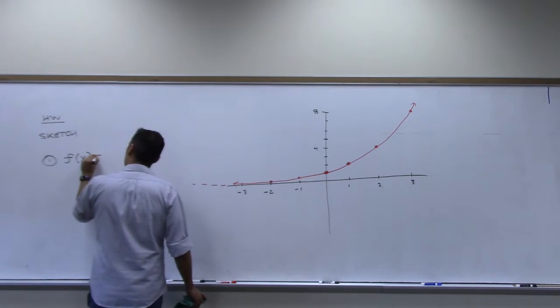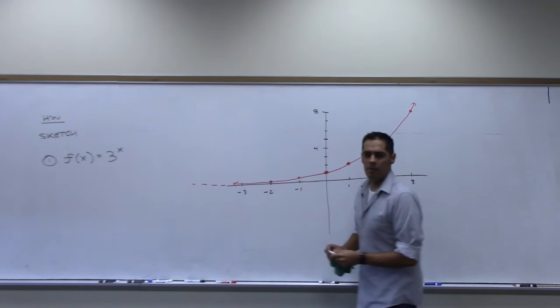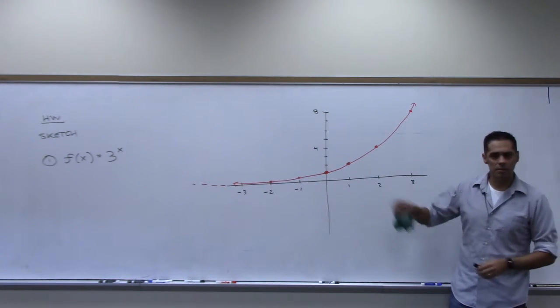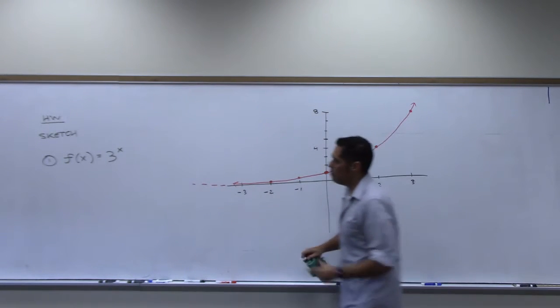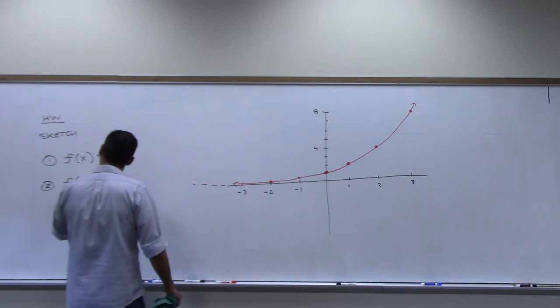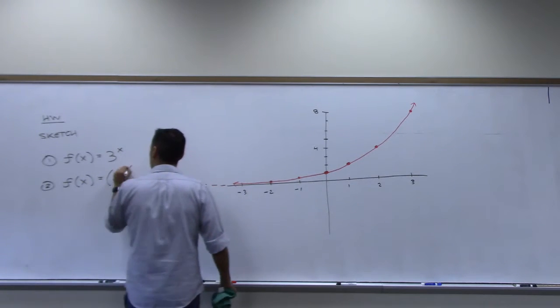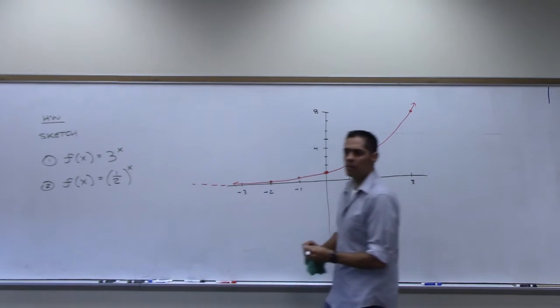Problem number 1. F of x. Let's do 3 to the x because we already kind of did that one. But we never plugged negative numbers into that one. And then I want you to do a couple more. F of x equals 1/2 raised to the x. We talked about that one, but we never graphed it.